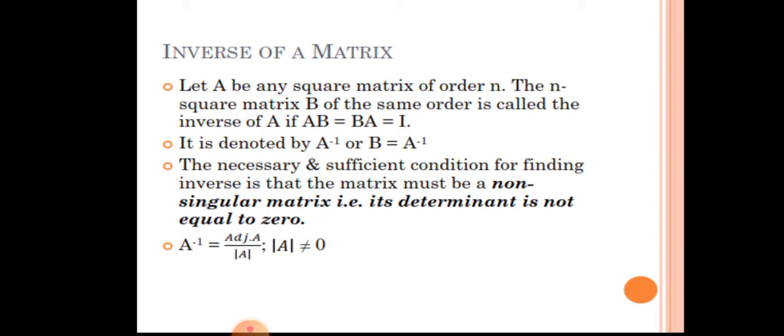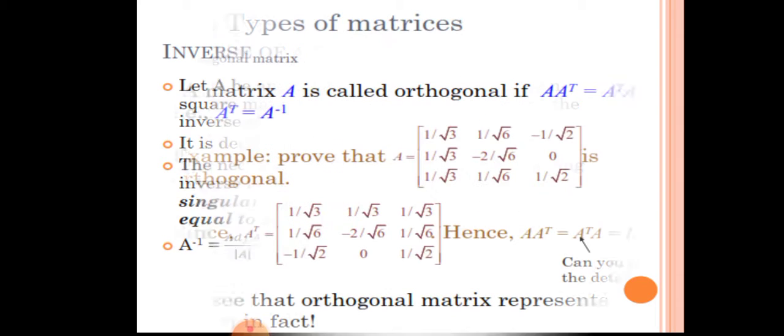The necessary and sufficient condition for finding the inverse is that the matrix must be a non-singular matrix. That means if you find the determinant, the answer should not be 0. That is called a non-singular matrix. That is, its determinant is not equal to 0. Lastly, A inverse is equal to adjoint A divided by mod A, where mod A is not equal to 0. In the denominator, that value should not be 0. This is the inverse of a matrix.